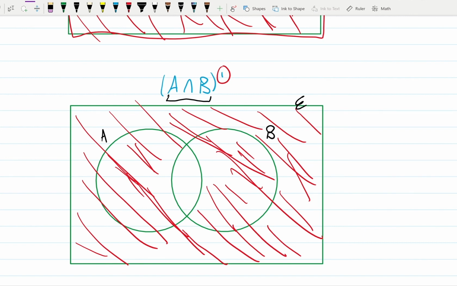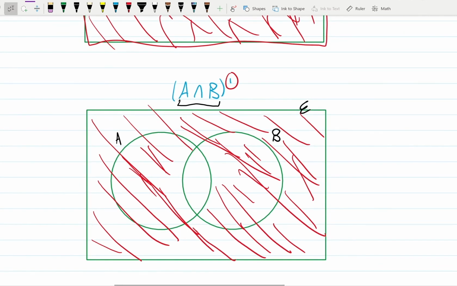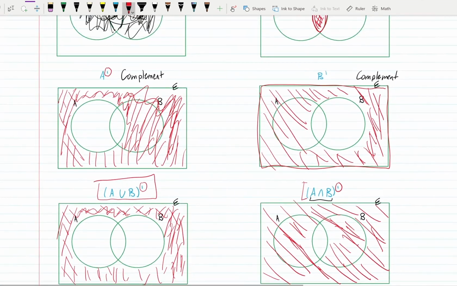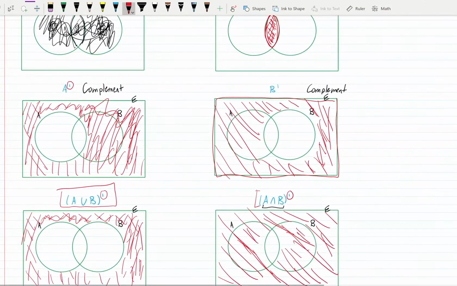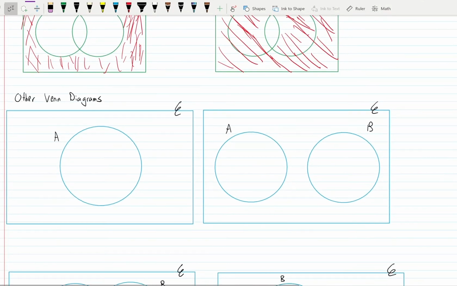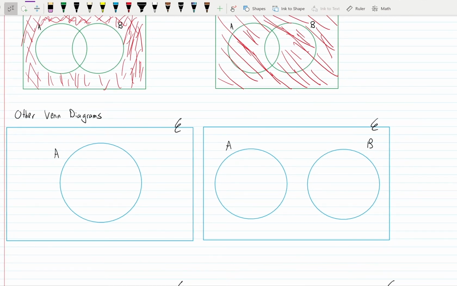And that's how you evaluate a more complicated, well, I wouldn't even say complicated, but this is just us combining the set notation. So that's the basics of sets and set notation. Now, what I want to show you is some other Venn diagrams that you might come across. So remember, a Venn diagram just shows the relationship between sets.